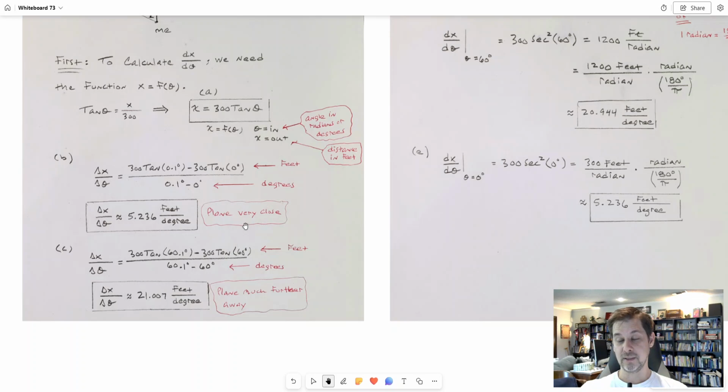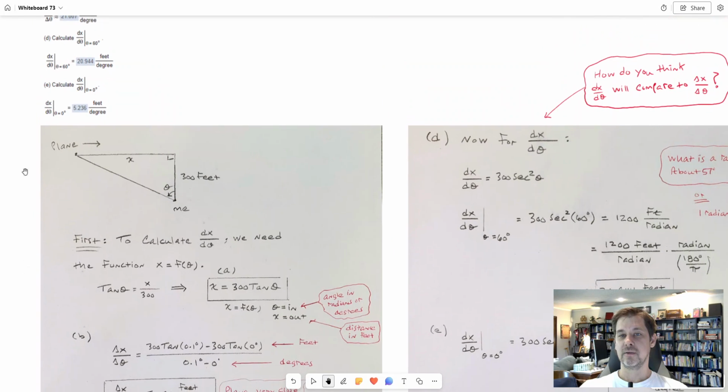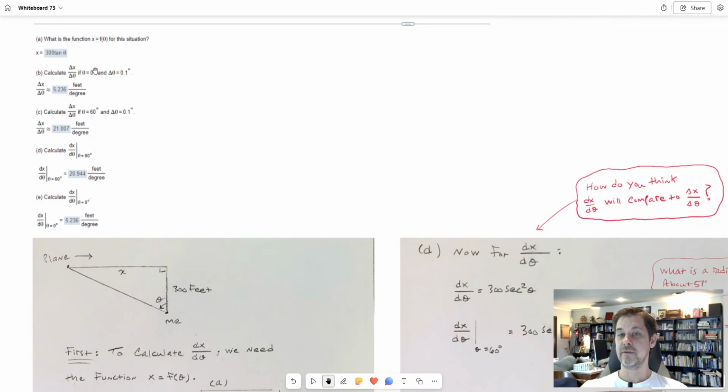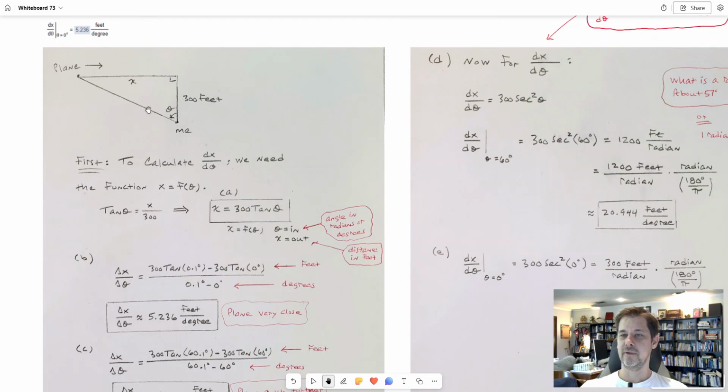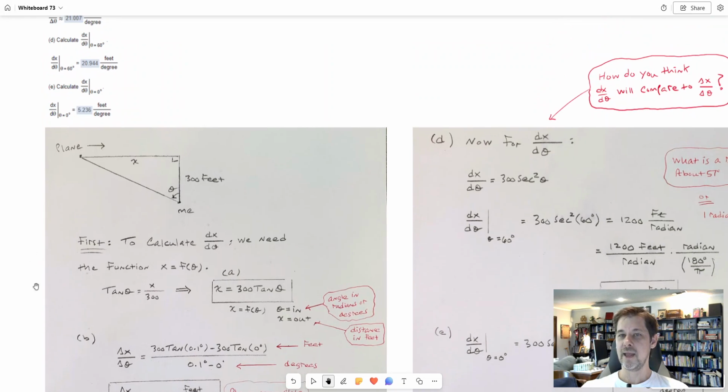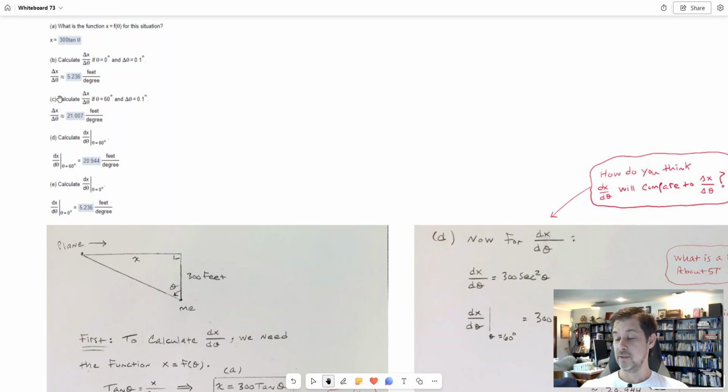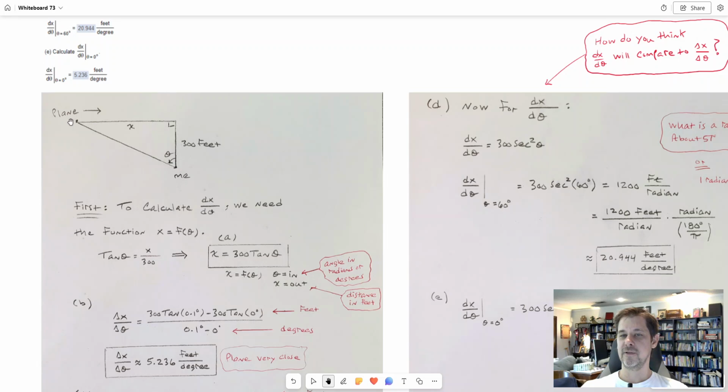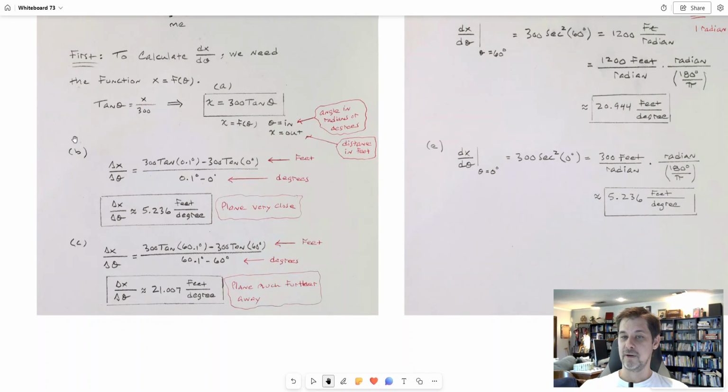I say that's when the plane is close because in B, the numbers we used were theta is 0 degrees and changes by 1/10 of a degree. 0 to 0.1 degrees would put it nearly right on top of you, close. As opposed to part C, where it says, what is delta x over delta theta if theta is 60 degrees and changes by 1/10 of a degree? Well, that puts it much further out, right? If my line of sight to this plane makes that angle 60 degrees, I would say it's pretty far away, as opposed to being right above me, which is what part B means.